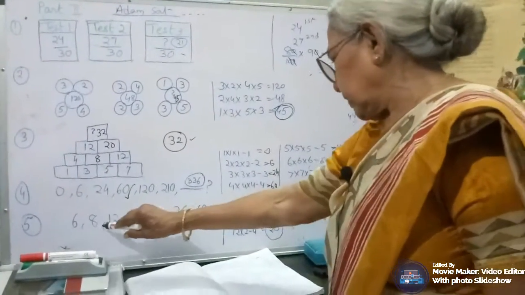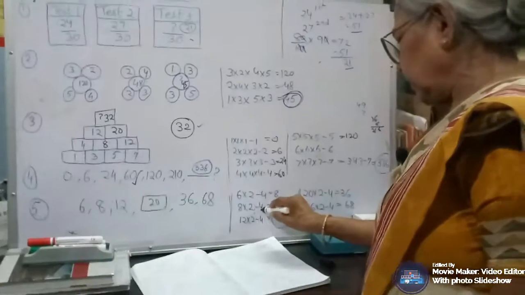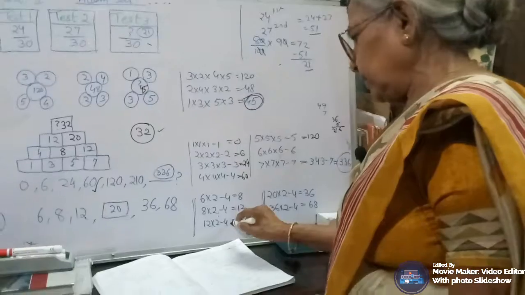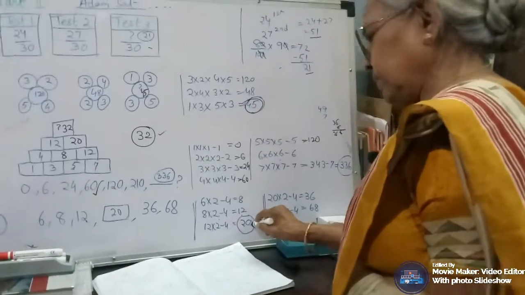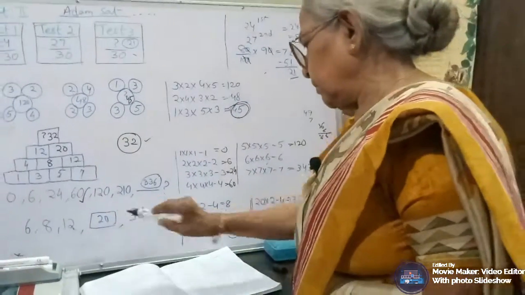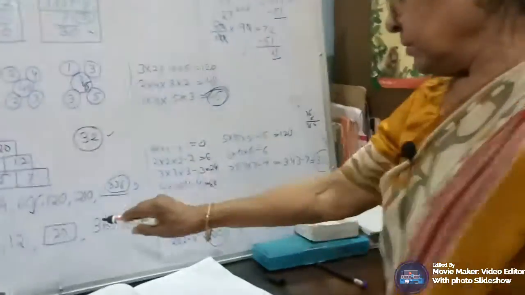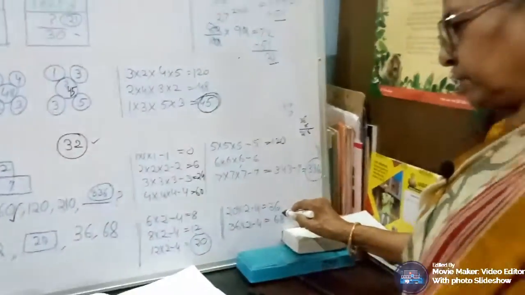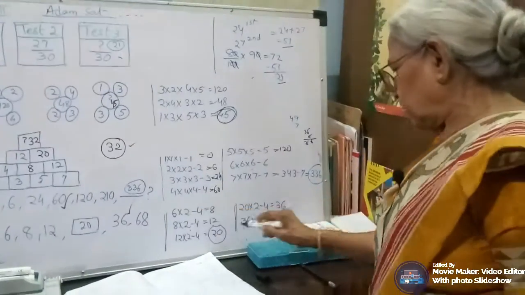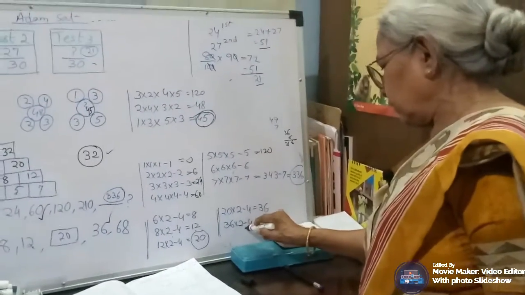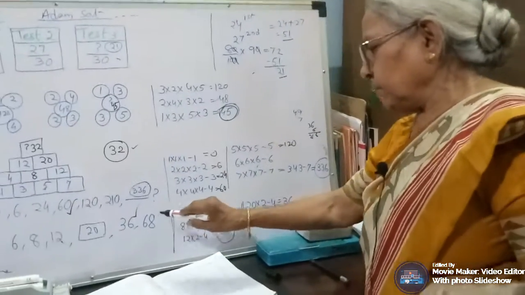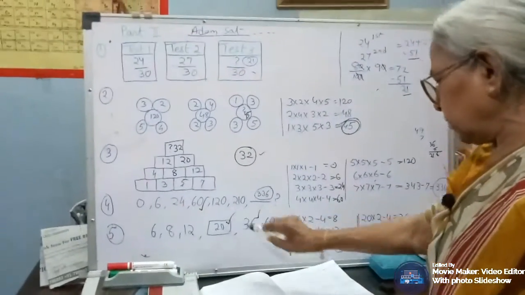Now 8 into 2 minus 4 is 12. Then 12 into 2 minus 4 is 24 minus 4 is 20. Then this 20 into 2 minus 4 is equal to 36, which is here. Then 36 into 2, 72 minus 4 is 68. So our missing number is 20, this one.